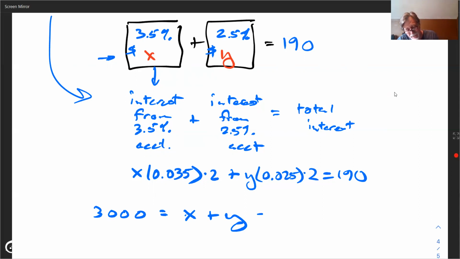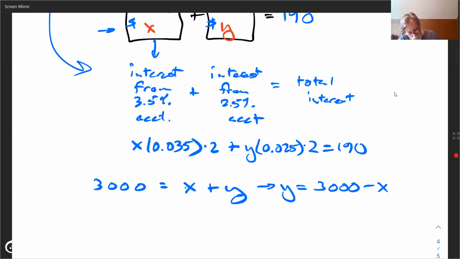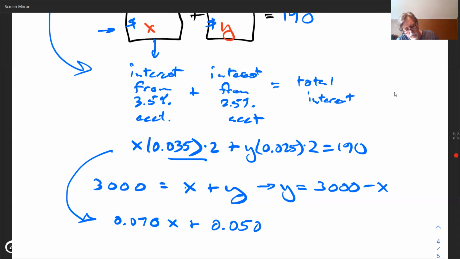So what that means is that you can replace Y with $3,000 take away what you invested at 3.5%. 3,000 minus that is what you invest in the 2.5%. I've got 2 times that guy. Let's multiply that out. It's 0.070 X. But then we have plus, and now this guy is 0.050, if you will, times Y. But here's the thing. Y is 3,000 take away X. Over here is 190.